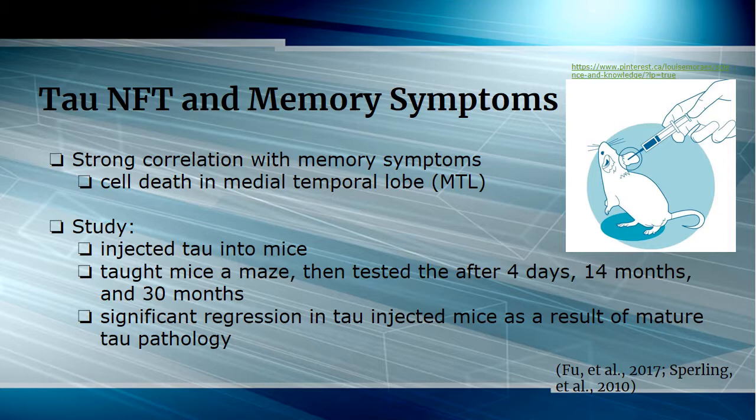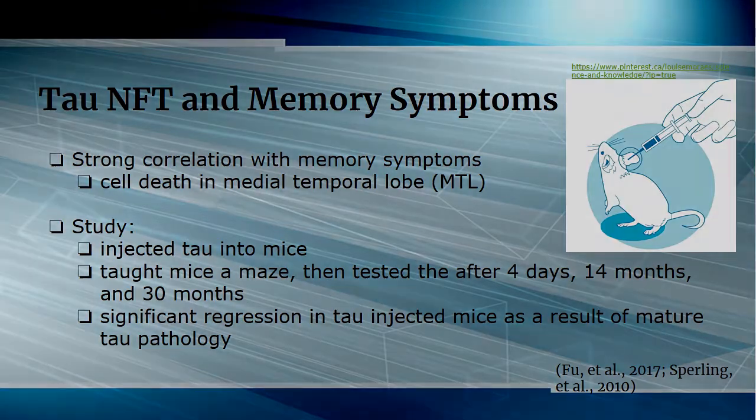It was found that in tau-injected mice, there was significant regression between 14 and 30 months, especially in comparison to the control group, and they exhibited both spatial learning and spatial memory deficits. Because these deficits were found only in the tau-injected mice, and mainly after 30 months, the researchers concluded that mature tau pathology was the main contributor.